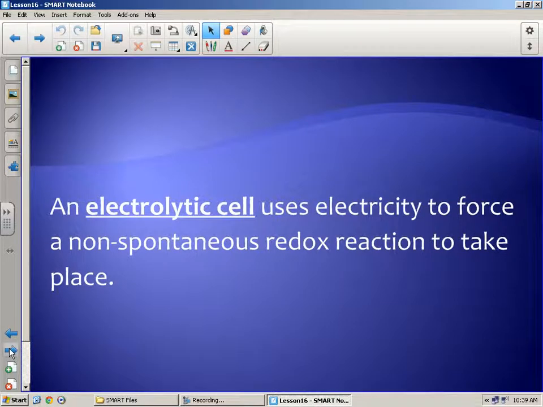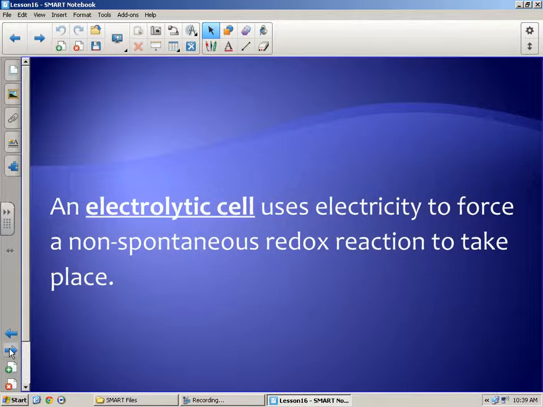That's a voltaic cell. But what happens to the voltaic cell eventually? It dies, right? So we need to replenish it. We need to recharge it. So to recharge it, we need to plug it in.